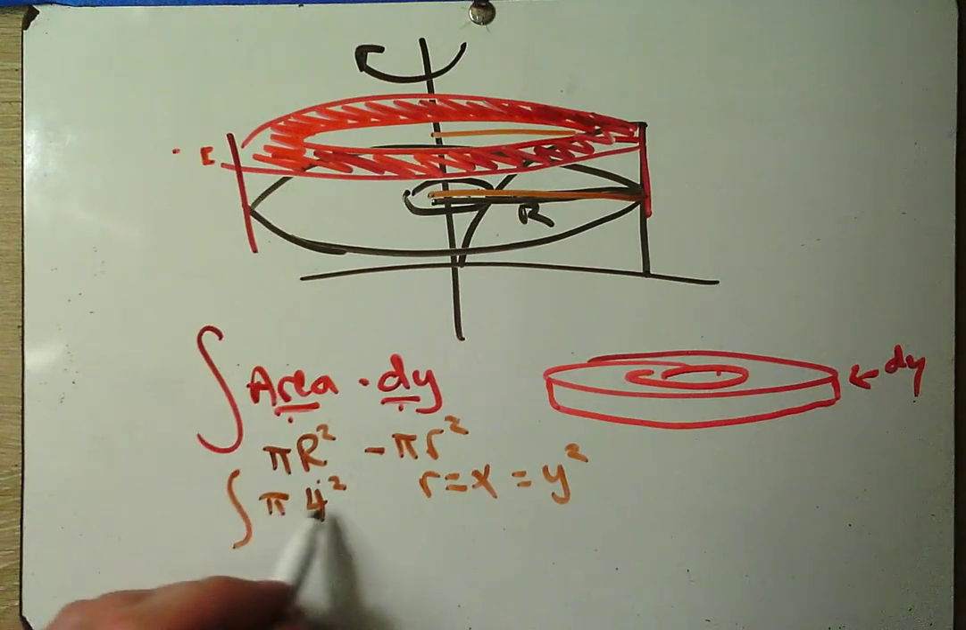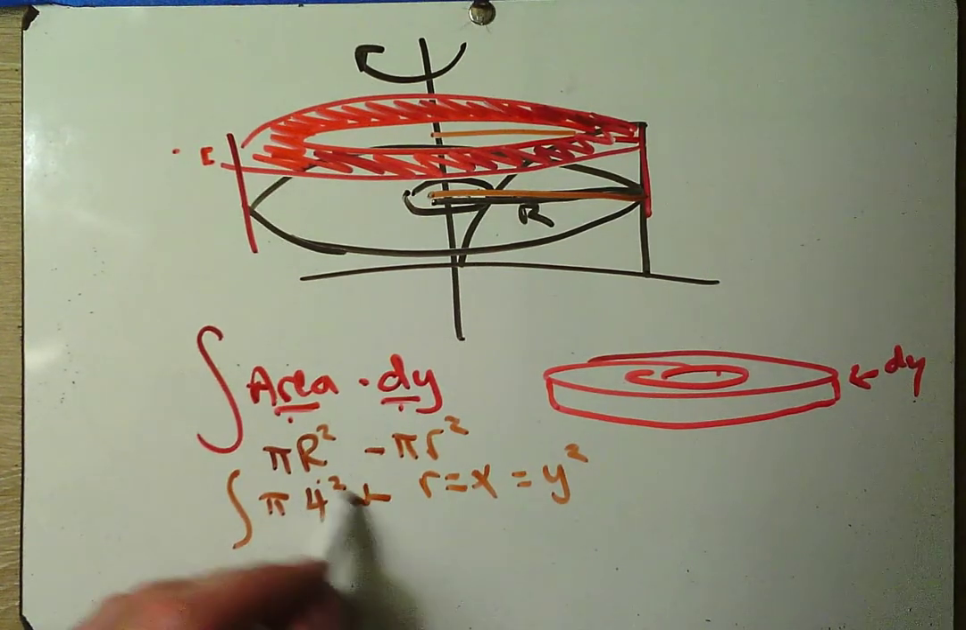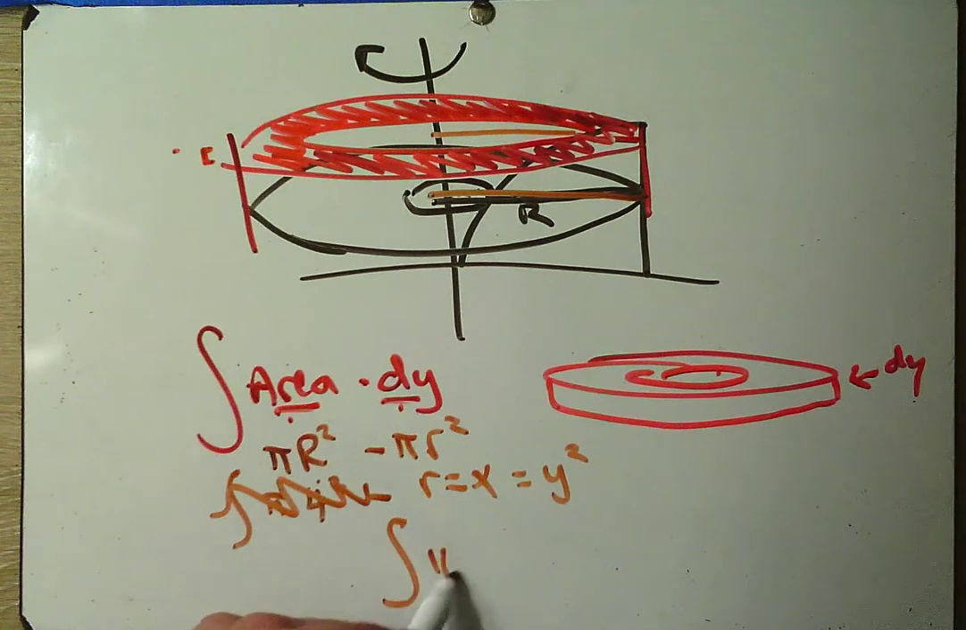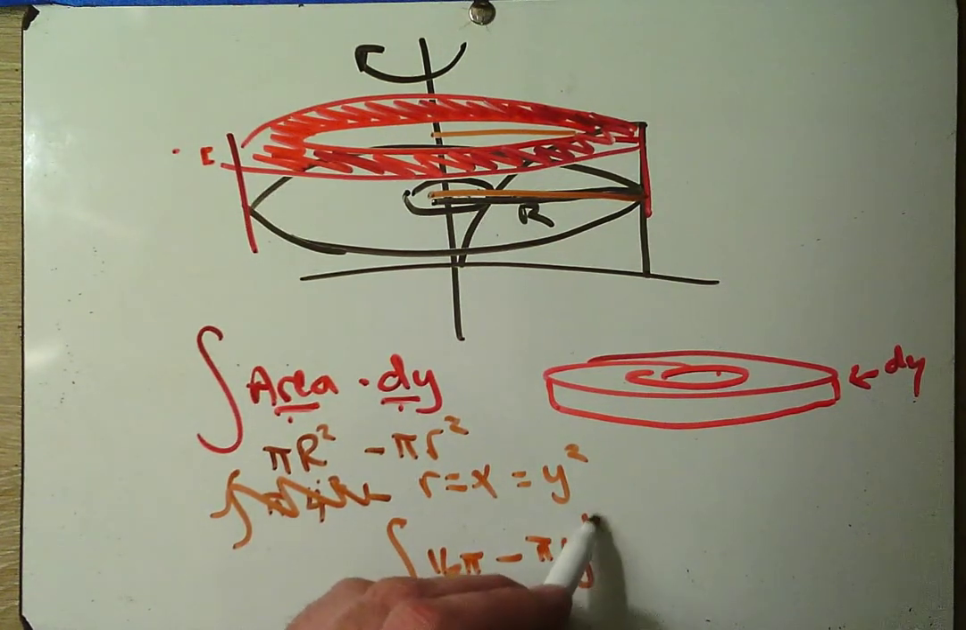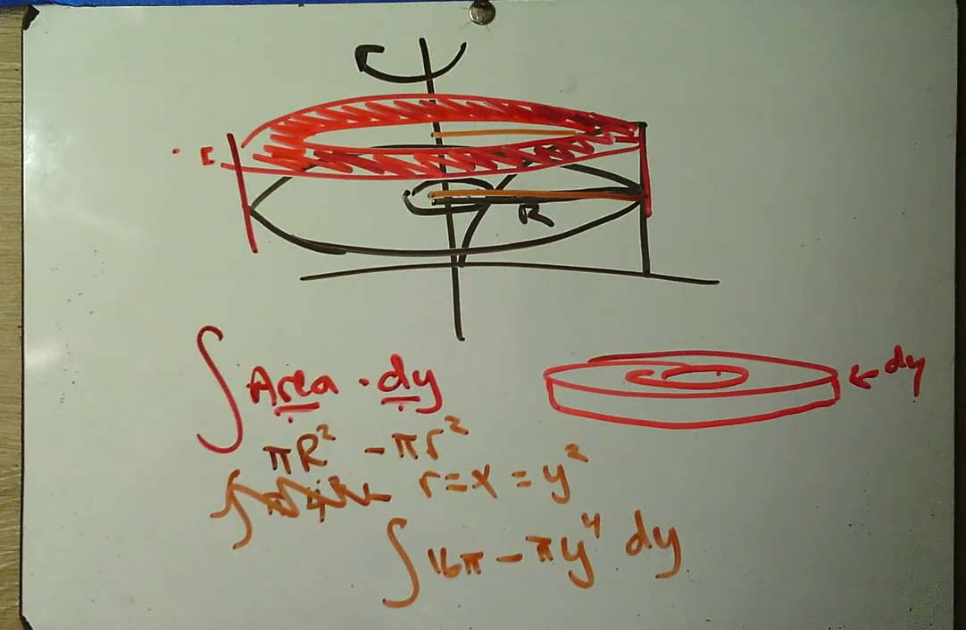So I'm integrating 16 pi minus pi y to the 4th dy. That shouldn't be so hard for us at this point. 0 to 2, yes. I would pull out the pi constant.